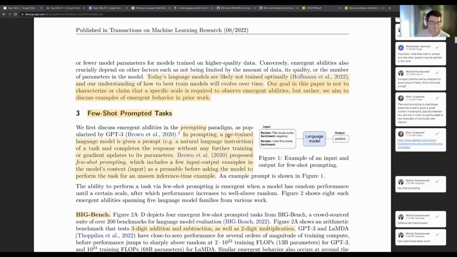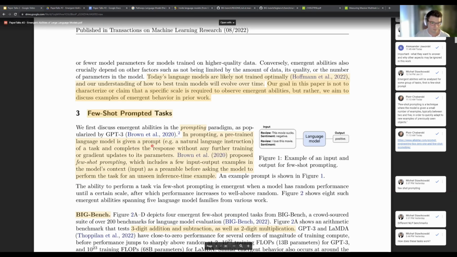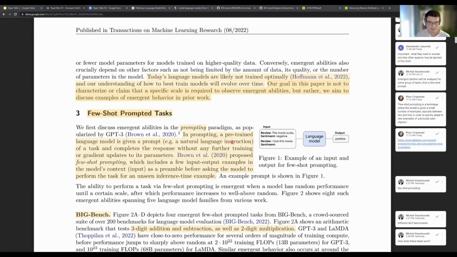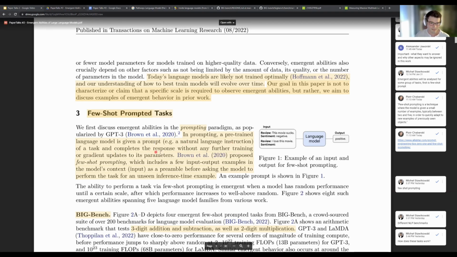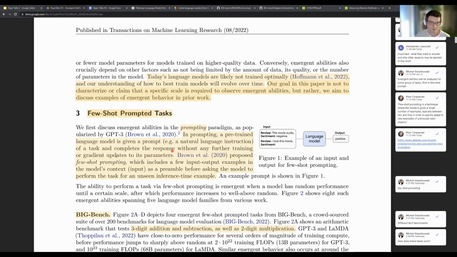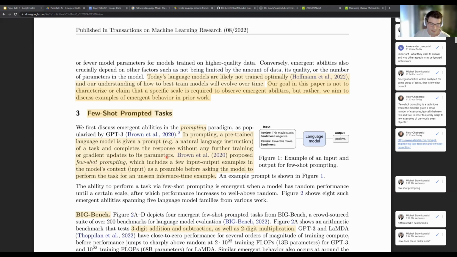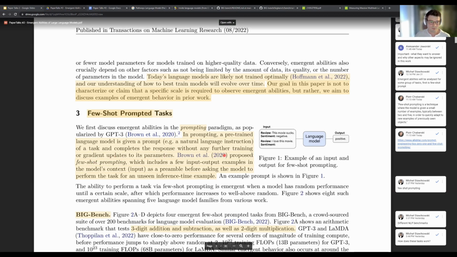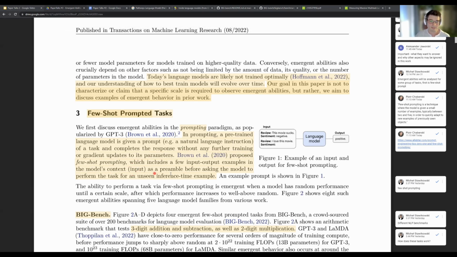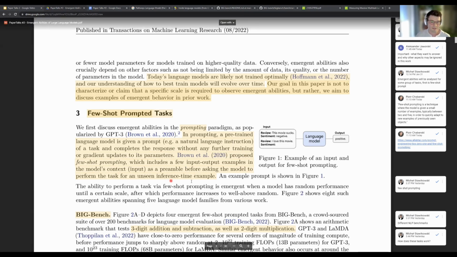So in prompting, a pre-trained language model is given a prompt, a natural language instruction of a task, and completes the response without any further training or gradient updates to its parameters. And few-shot prompting was proposed, which includes a few input-output examples in the model's context as an input to the model, as a preamble before asking the model to perform the task for an unseen example.